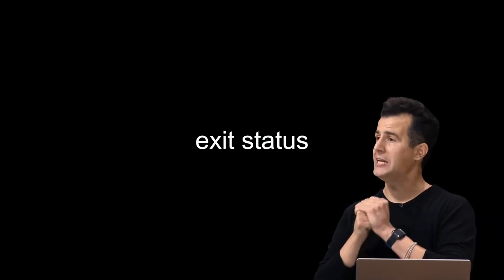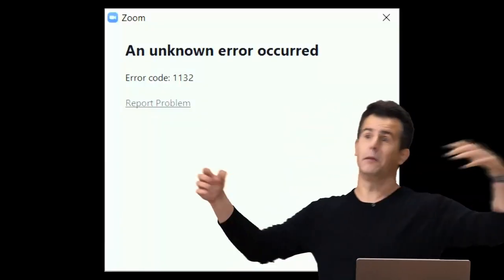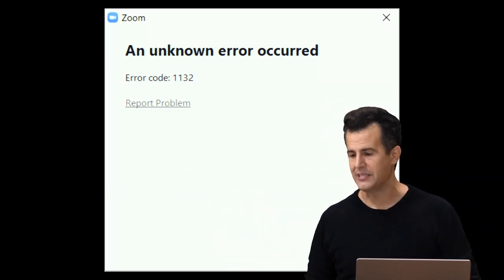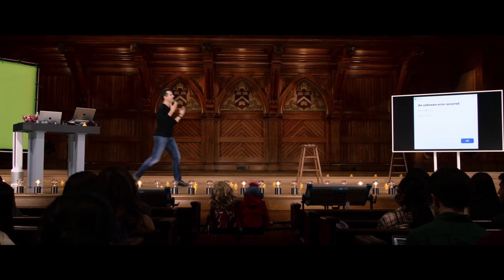It turns out that whenever your main function exits, it returns a secret integer that you can figure out as the programmer or an advanced user what it was. And these exit codes, exit statuses, are typically used to indicate errors. So for instance, over the past couple of years, if you've used Zoom and you ever got some kind of error, you might have seen a screen like this. It's usually not that helpful. Maybe tells you to click report problem or contact support.